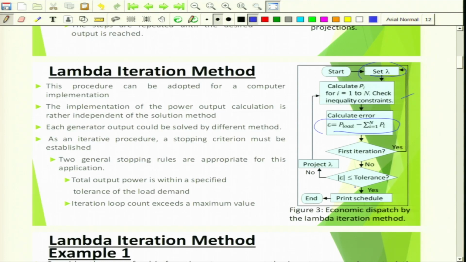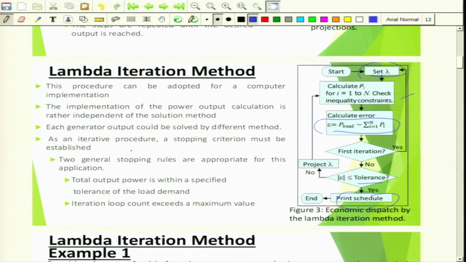Then you check the tolerance: is the absolute value of the error less than the tolerance or not? If yes, then that's the end, that's an exact lambda. Otherwise you project the lambda, increase or decrease the lambda accordingly based on the error, and then for the new lambda you again carry out the generation, and the steps will be followed exactly as before, right.